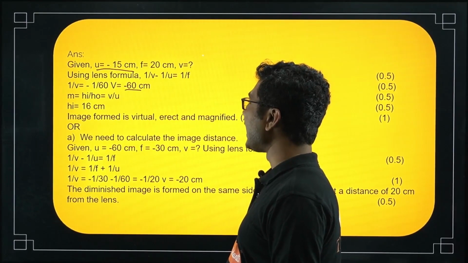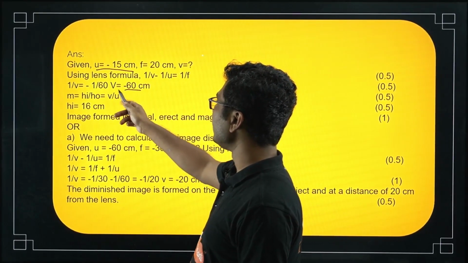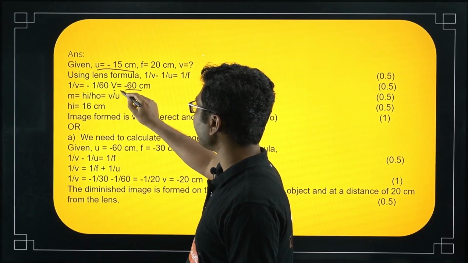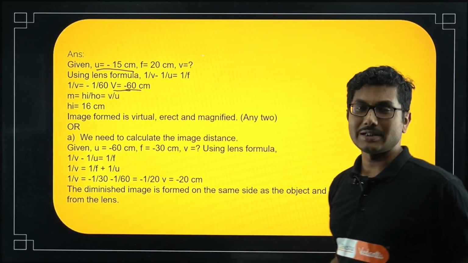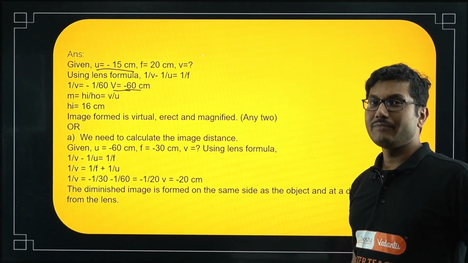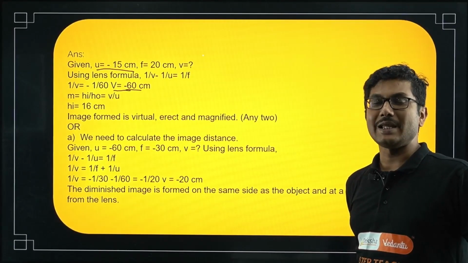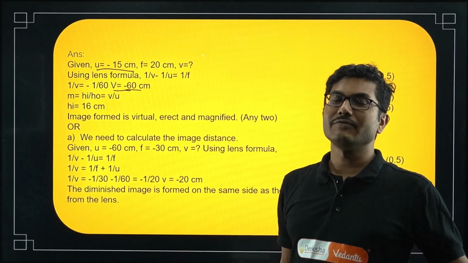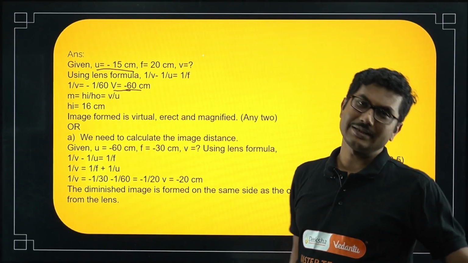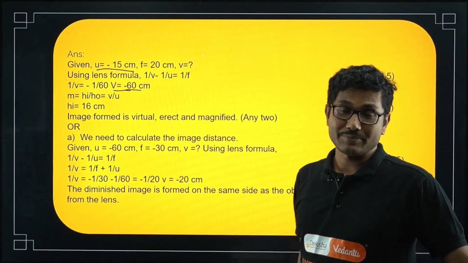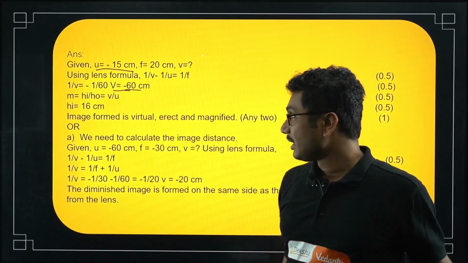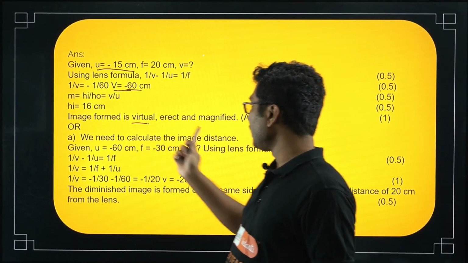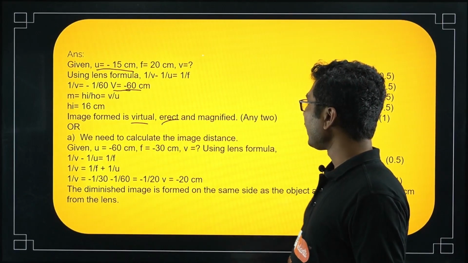Now what is the sign of v? If you see, v is coming out to be negative. What is the meaning of negative v? Negative v means the image is formed on the same side as the object, right? So that means it's a virtual image. In case of a lens, if image and object are on the same side, the image is virtual. So the image formed is virtual, erect, and magnified.